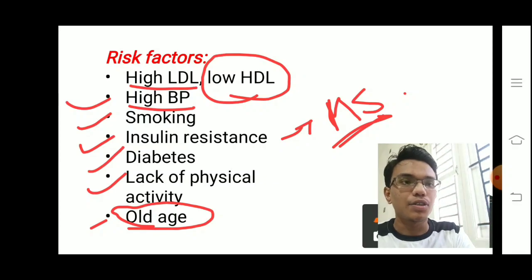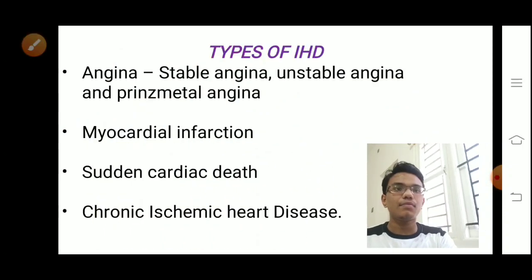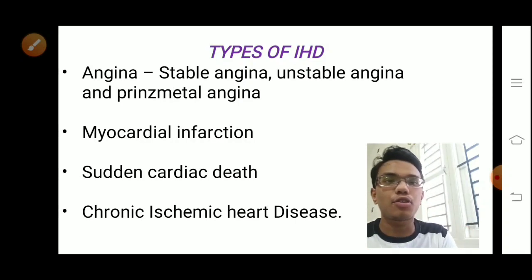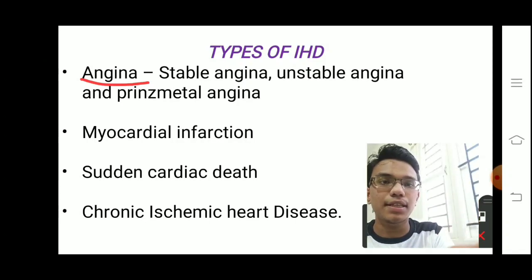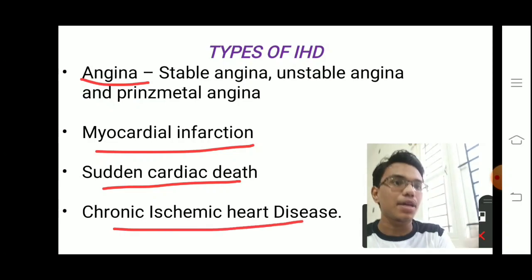Okay, so now what are the types of IHD? Actually, I told you before that IHD is a combination of syndromes. It's a group of syndromes. So it has 4 syndromes mainly. One is angina, then myocardial infarction, sudden cardiac death, and chronic ischemic heart disease.